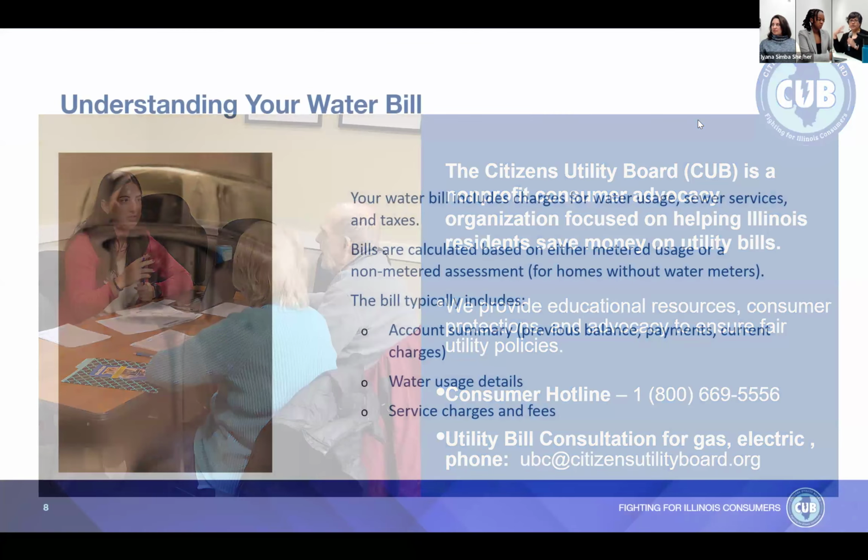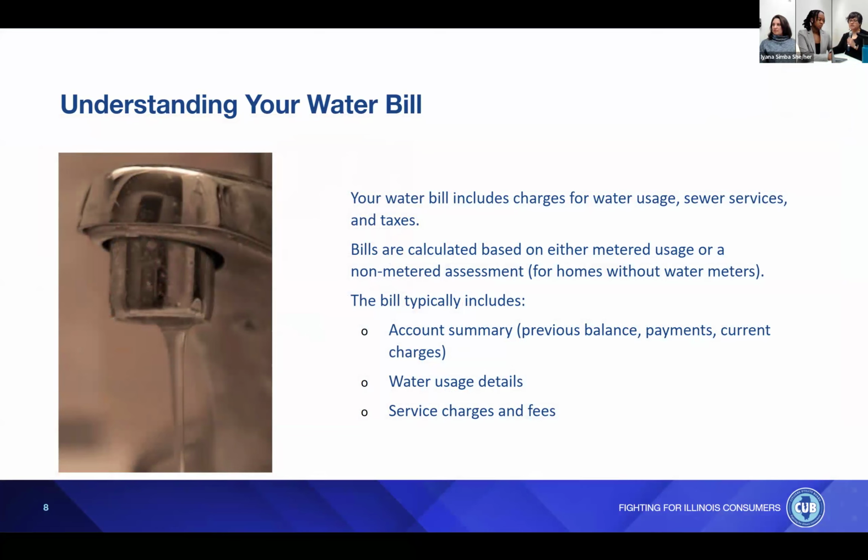Today I'm here to explain how the water bill works, or what it consists of. Your water bill will basically always include water usage, sewer services, and taxes. Each water bill in the city is different than in other municipalities, but these are the main parts of the bill. The bills are calculated based on either a meter usage or a non-meter assessment. Here in Chicago, there are households that have a meter and households that don't. For those that don't have a meter, they do an assessment or an estimate of the water usage based on the size of the home and other factors.